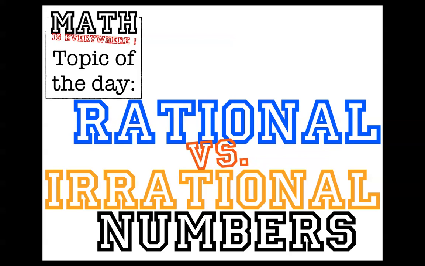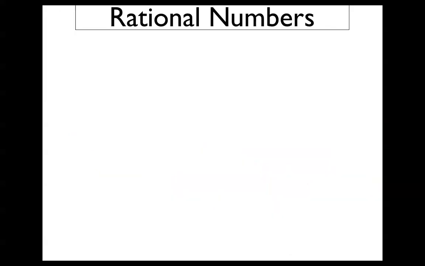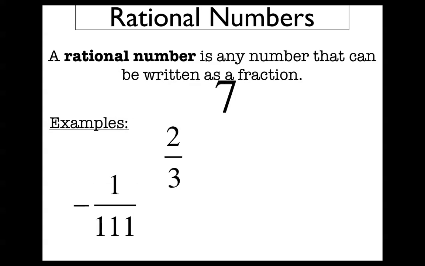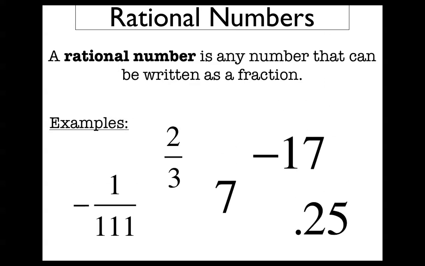So let's start with a little review. Rational numbers. A rational number is any number that can be written as a fraction or a ratio. Some examples: 2/3, -1/111, 7 because it can be written as 7 over 1, -17, and 0.25 because 0.25 can be written as a fraction, 1/4.